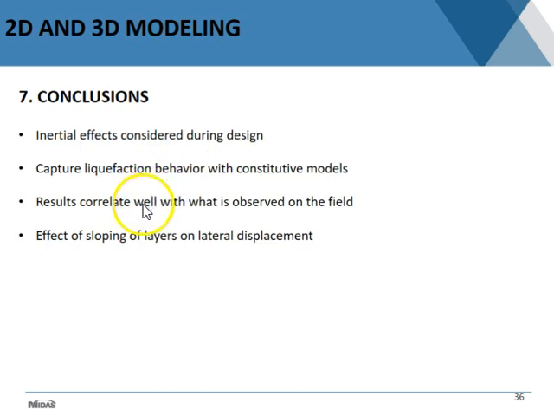The other conclusion, in this case, is that using numerical modeling, using 2D and also 3D, the results that were observed correlate reasonably well with what was observed in the field. And as more people start using this, we can start getting more confidence in the use of these types of approaches.